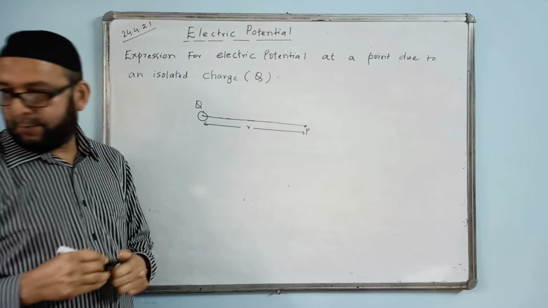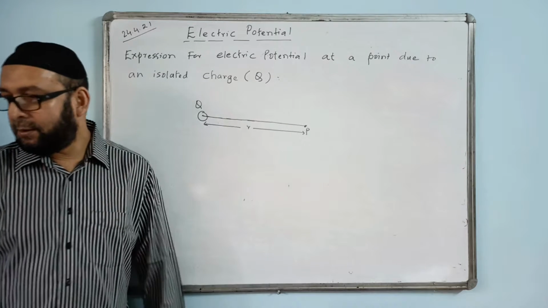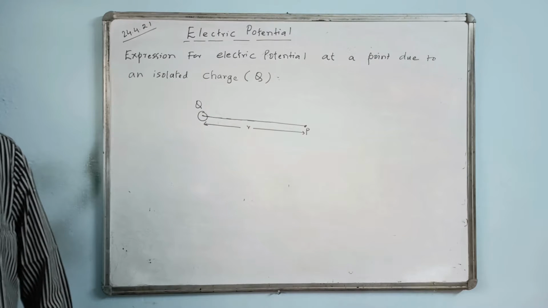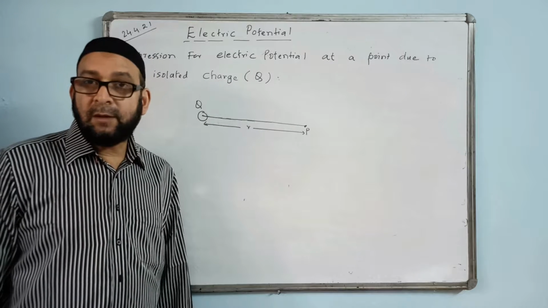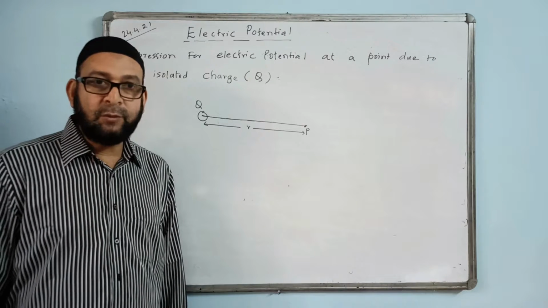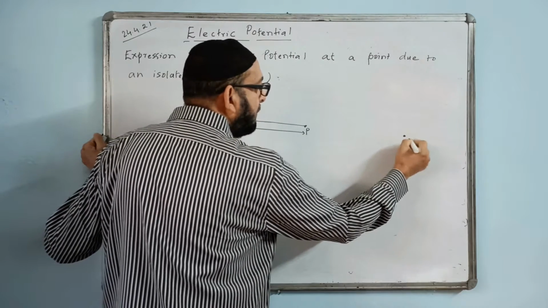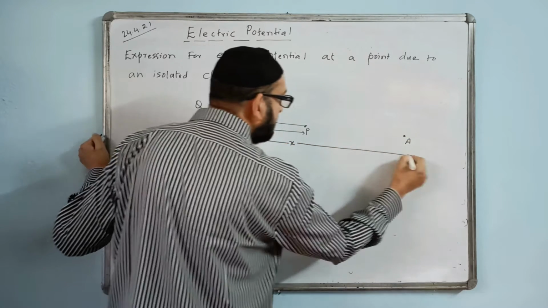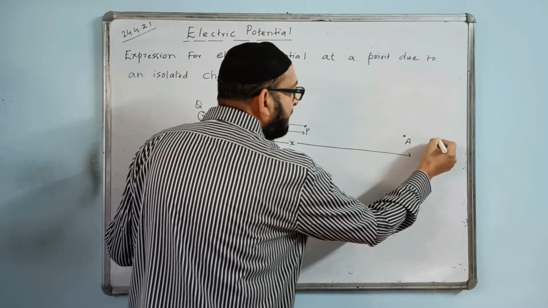The distance of the point P from the charge Q is r. Now, as per the definition, what is electric potential? It is the amount of work done to bring a unit positive charge from infinity to the given point. For that, let us take a point A at a distance x from the charge. This distance is x. We are moving a positive charge from infinity.